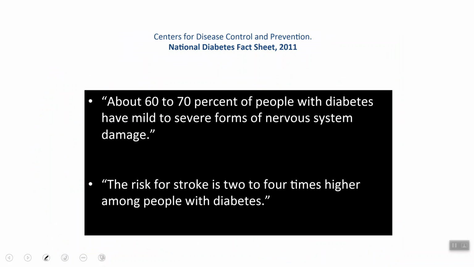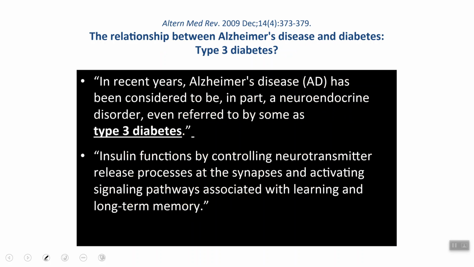This comes from the Centers for Disease Control, the CDC, about diabetes. It says that 60 to 70% of people with diabetes have mild to severe forms of nervous system damage. The risk for strokes is 2 to 4 times higher among people with diabetes. Diabetes and blood sugar is not your friend.